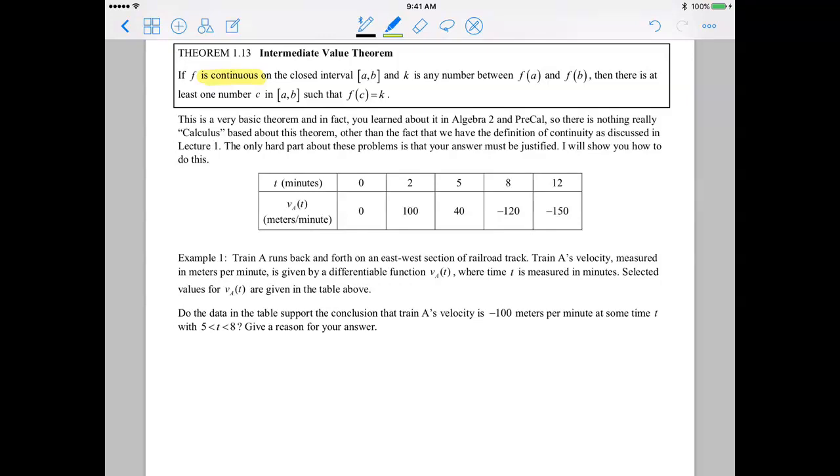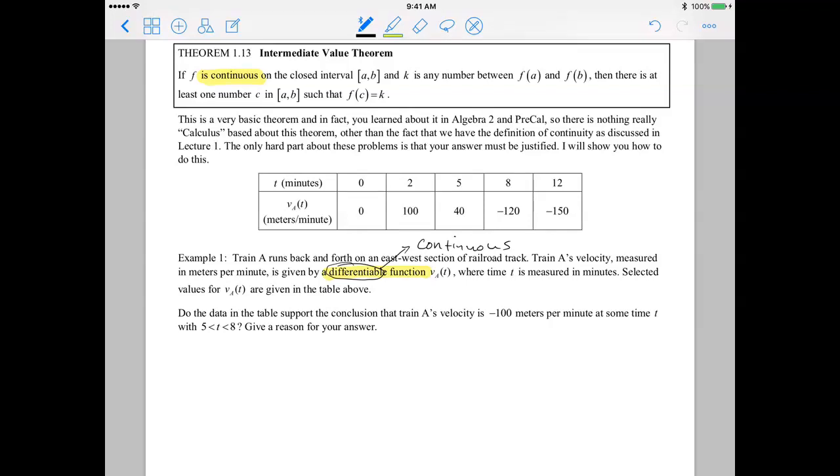So anytime a function is continuous, that is when we can use the intermediate value theorem. Okay, so example 1: train A runs back and forth on an east-west section of railroad track. Its velocity, which is measured in meters per minute, is given by a differentiable function v sub A of t. Now, the reason I highlight differentiable function is because anytime you see that, it means that the function is also continuous. We'll talk more about that during the school year, but for right now, you need to know if a function is differentiable, that implies automatically that it is continuous.